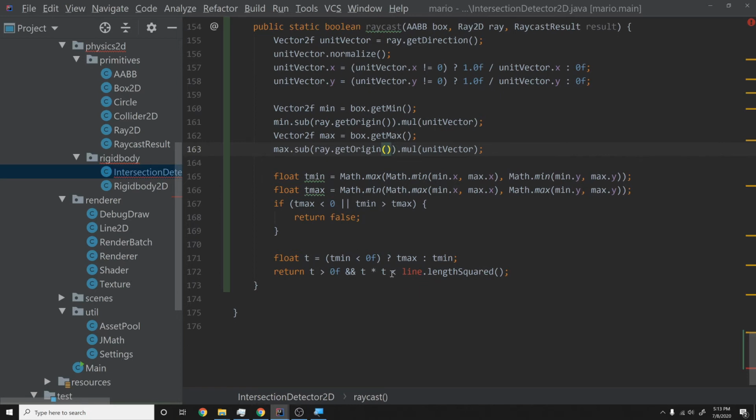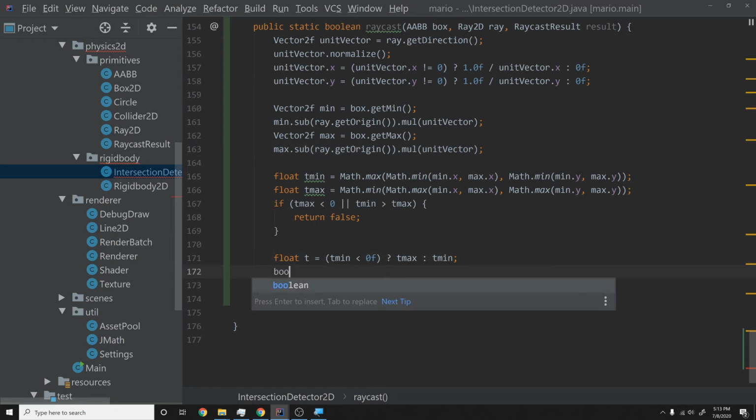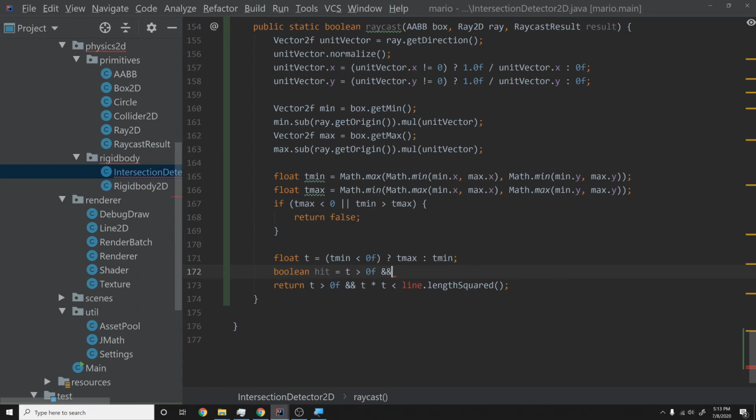And then down here, we just want to make sure that t is greater than 0. So we'll say boolean hit equals t is greater than 0 and t times t is less than line.length squared. Or technically, we don't even need this. If your raycast has a maximum, like you don't want to hit anything beyond 5 units, then you would do something like ray.getMaximum here. And so we'll leave that in just for reference. But really, we just have to check and see if t is greater than 0. And so that's what we'll do. Then we'll say if not hit, return false, which should be good.